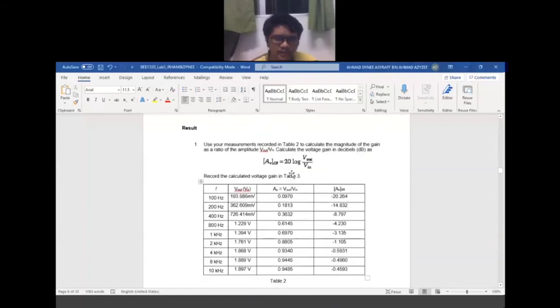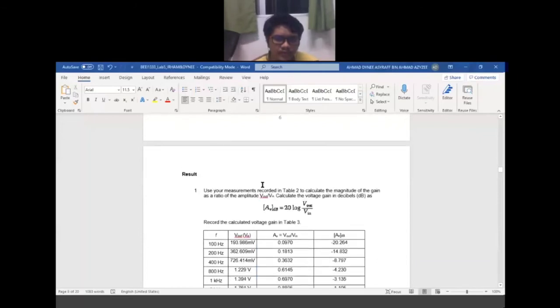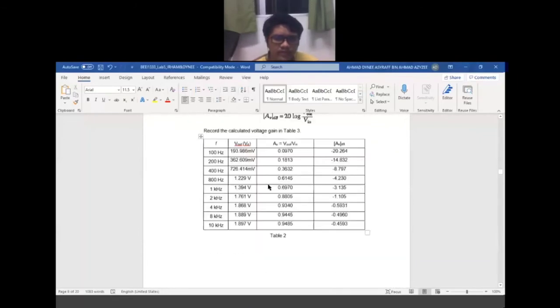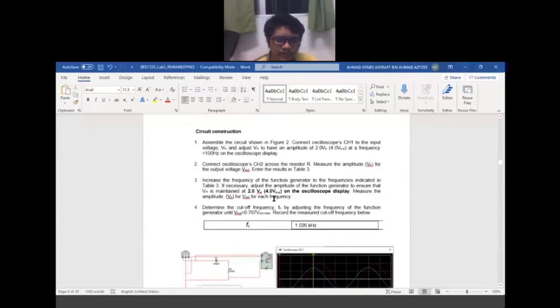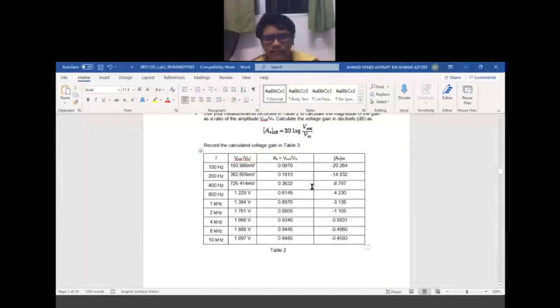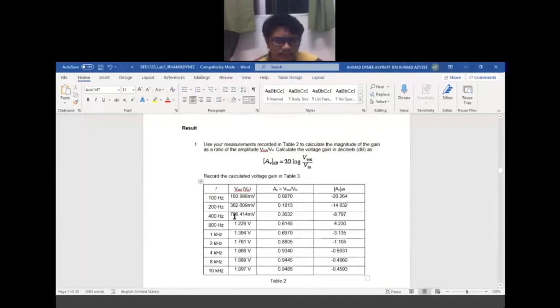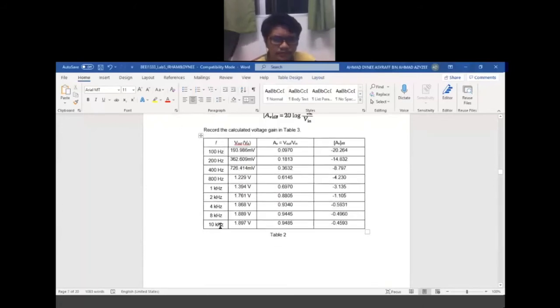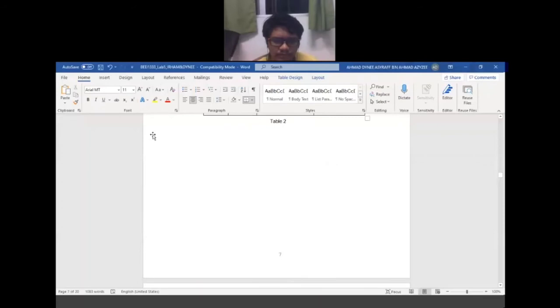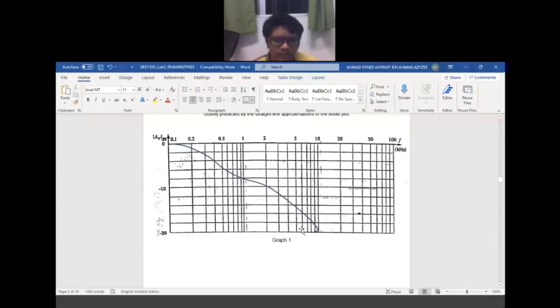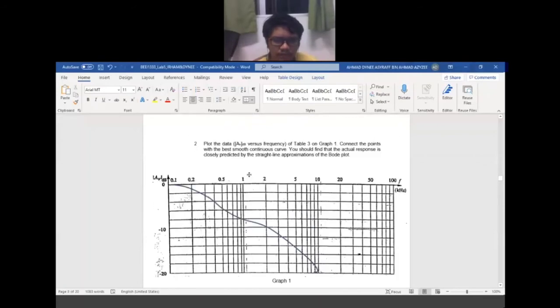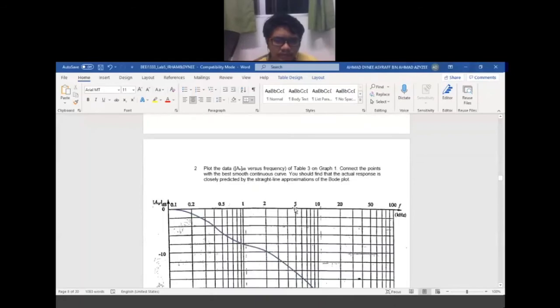This is the result from finding the V out for 100 Hz to 10 kHz, and this is the plot that I get from this data here.